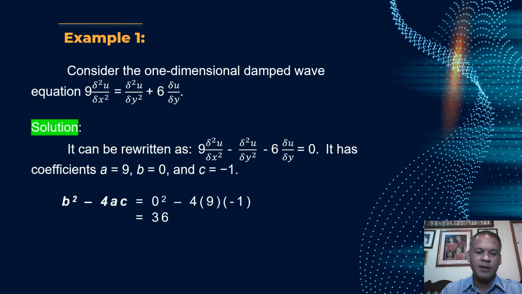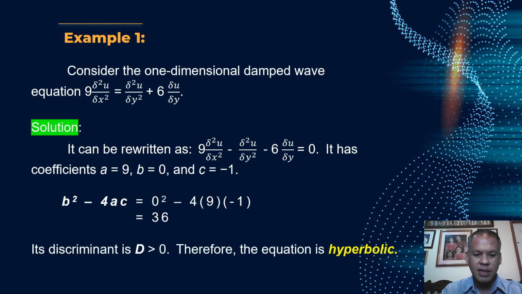Now, if we look at the discriminant, b squared minus 4ac, by substitution, this will become 0 squared minus 4 times 9 times -1, or that is equal to 36. And since 36 is greater than 0, or the discriminant is greater than 0, therefore, the equation is hyperbolic.